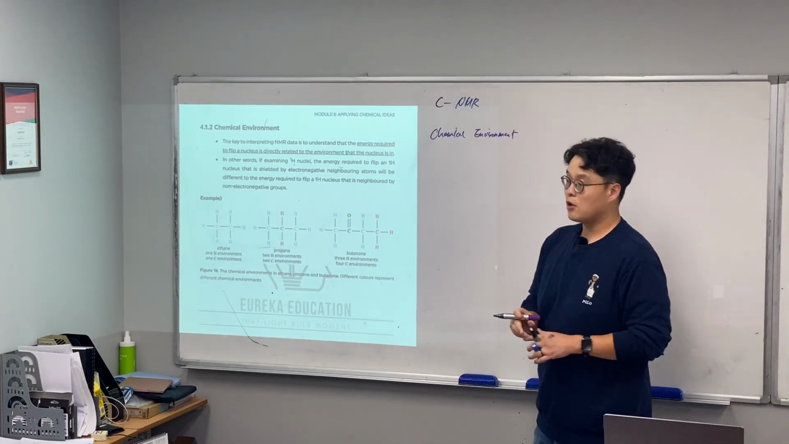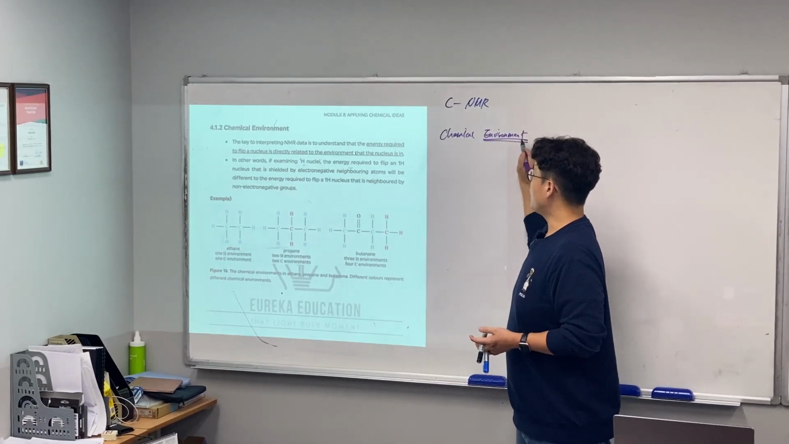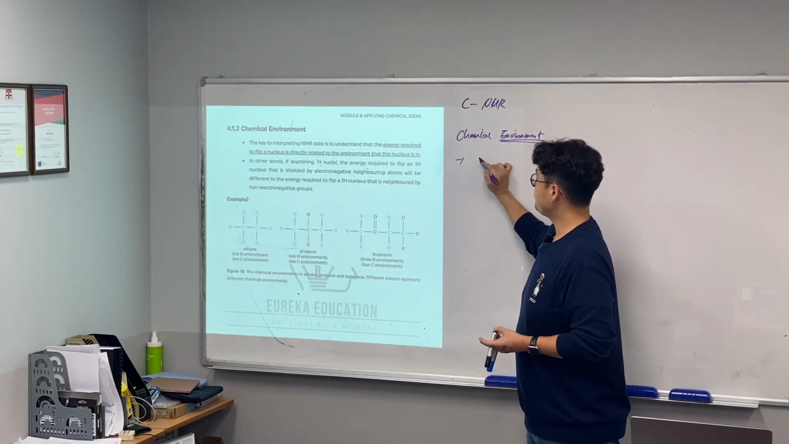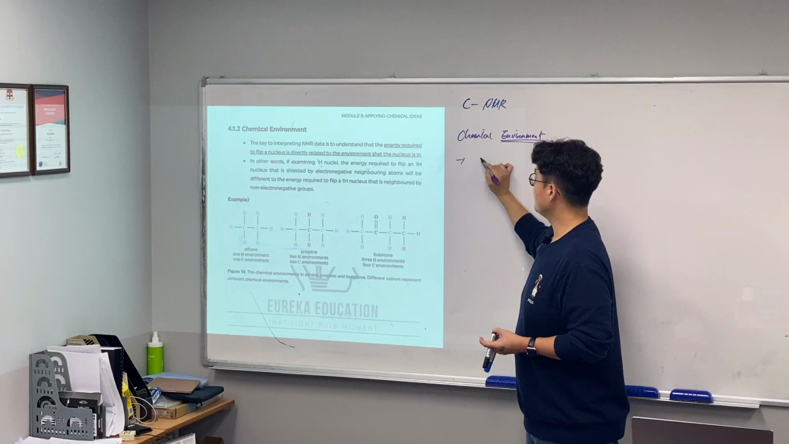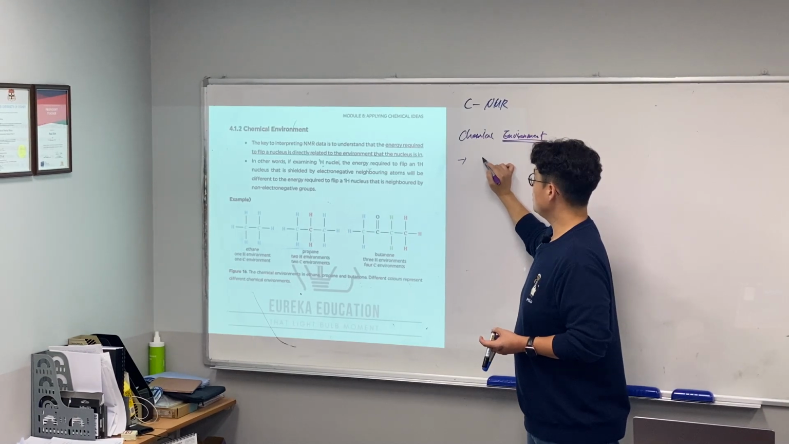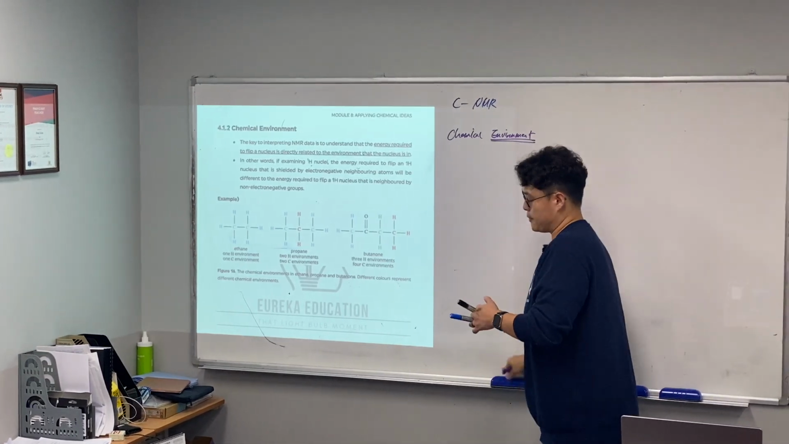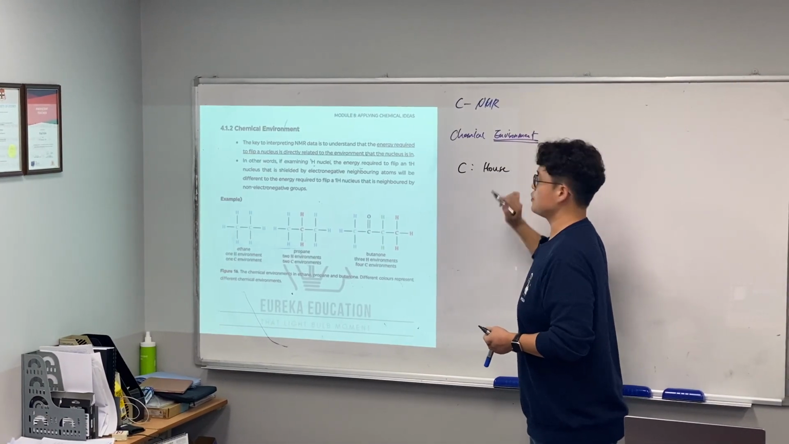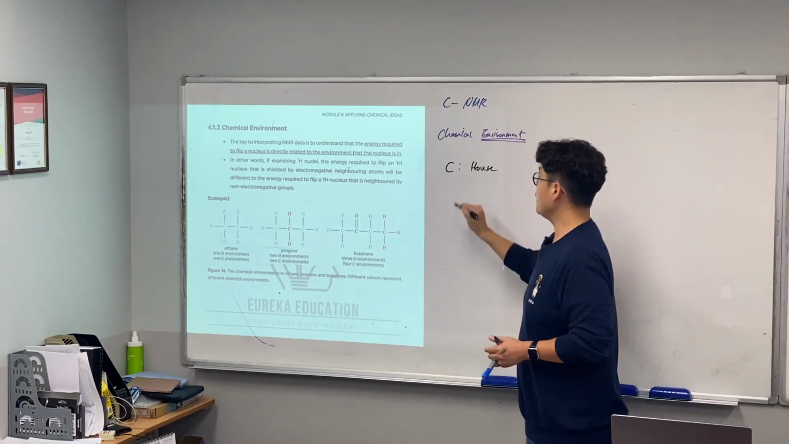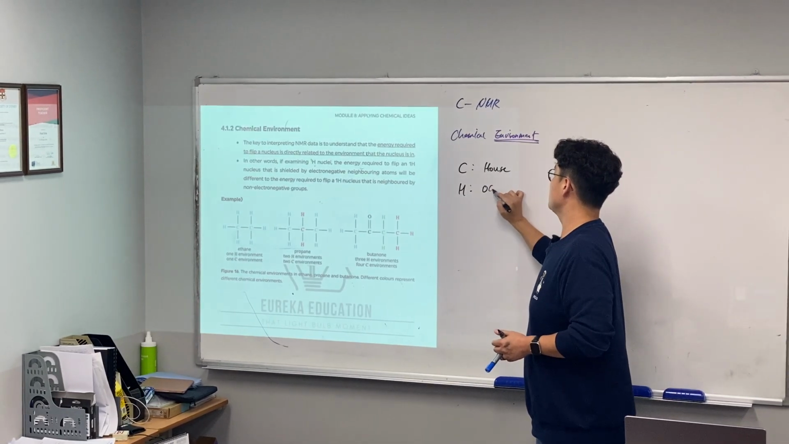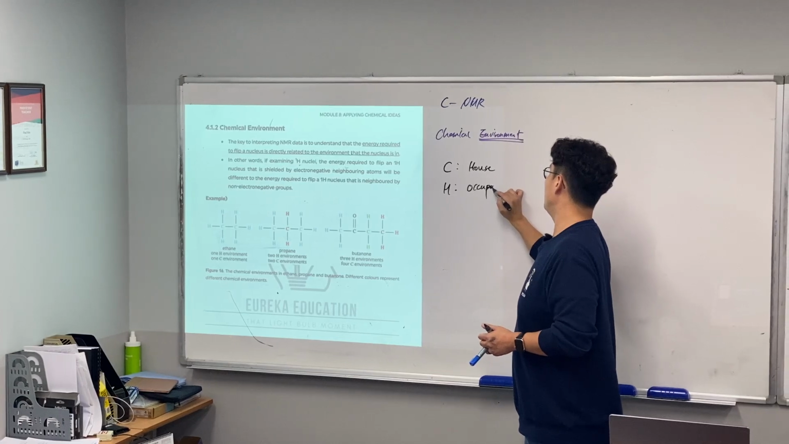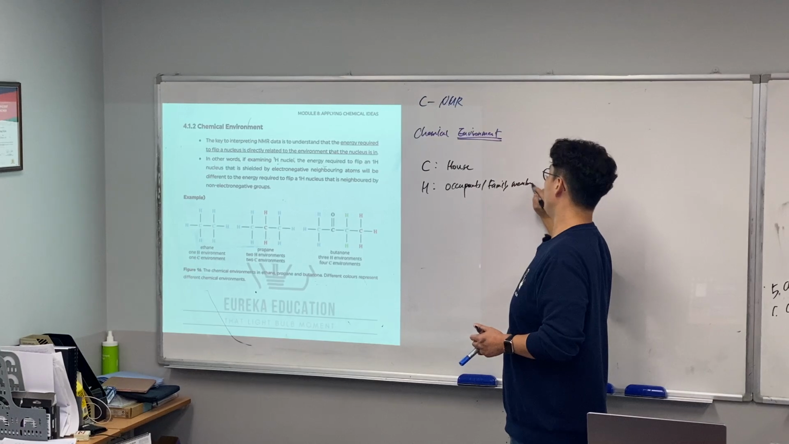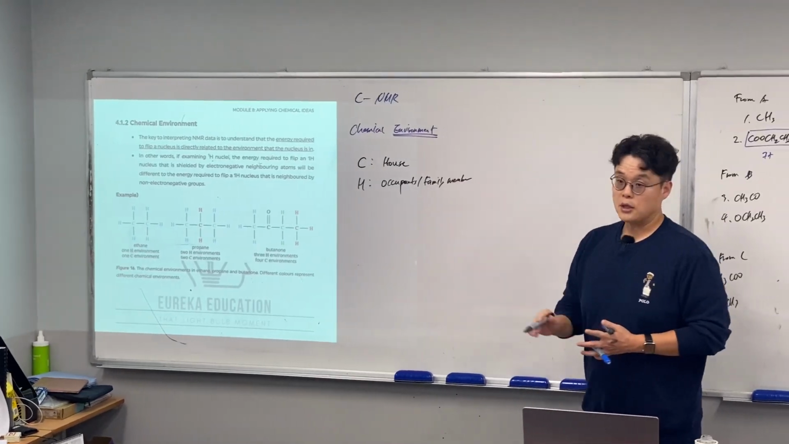So what do we mean by chemical environments? The way you can think about it is this. Carbon is basically like the house. Hydrogen would be like the occupant, or you may say the family member, living in the house like this. So I'll show you what I mean.